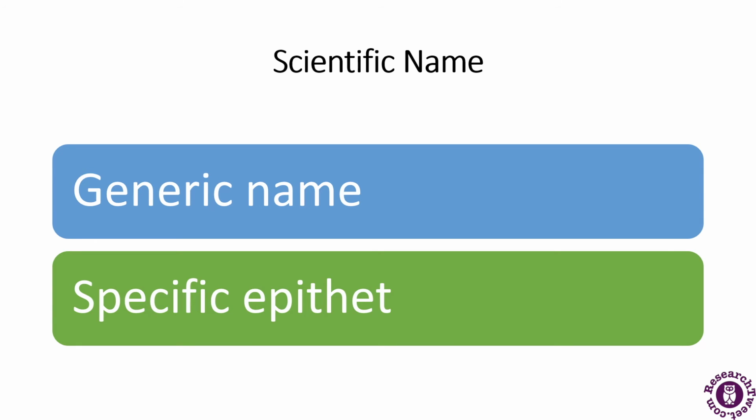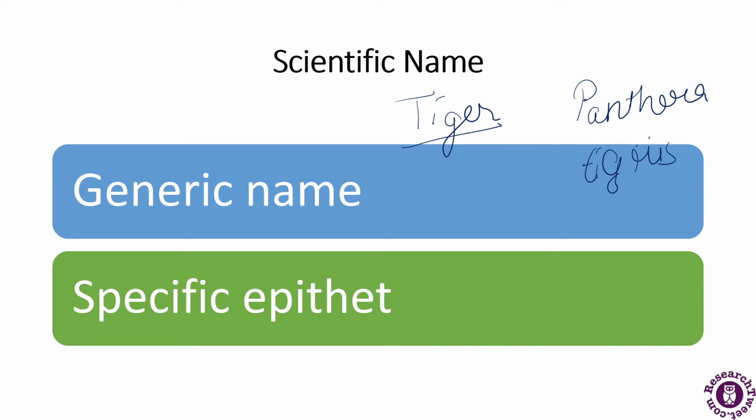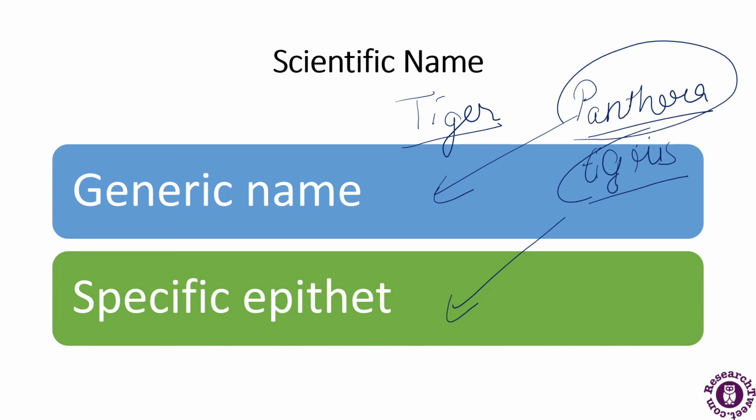For example, if I take another scientific name, that of a tiger. The scientific name for tiger is represented as Panthera tigris. Panthera represents the genus and tigris represents the species. In this way the scientific names are written, and each of them represents the generic and the species name.